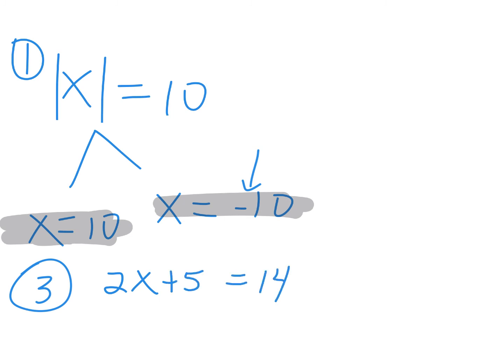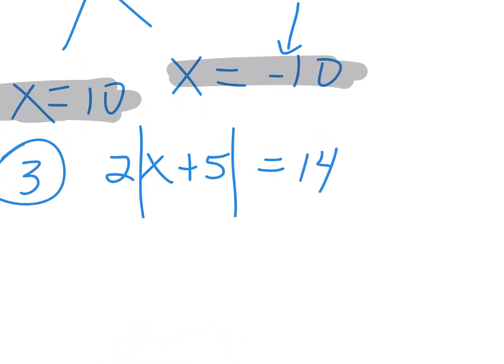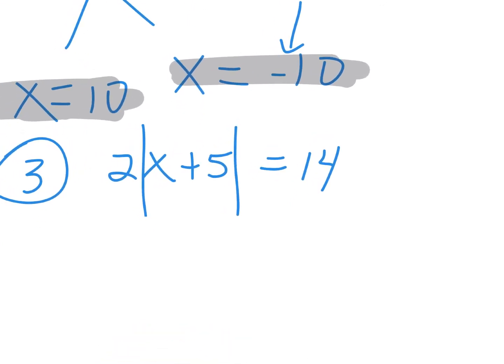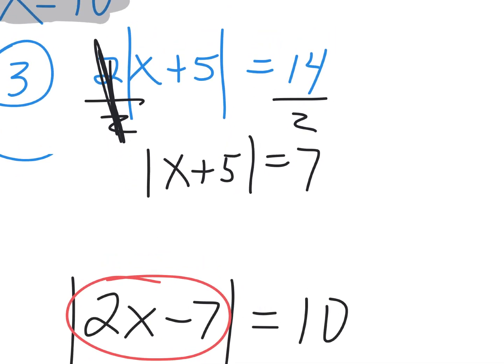Is there absolute values anywhere? In front of the x, behind the 5. Like that? Yep. Okay. So, do I split it right away? No. First, I have to get rid of the 2. Why? Because it's on the outside. Divide by 2, divide by 2. 2's gone. Now I got an absolute value equals 7. Now I do the splits.